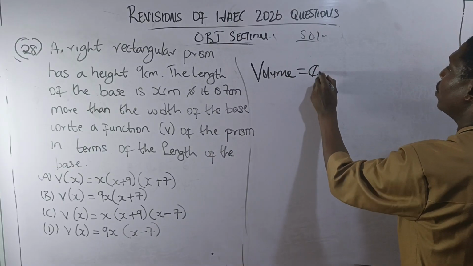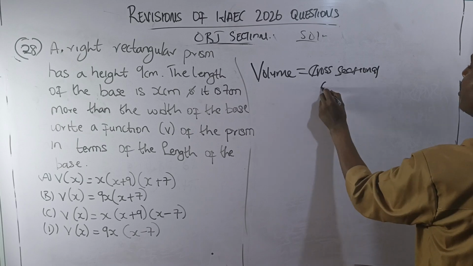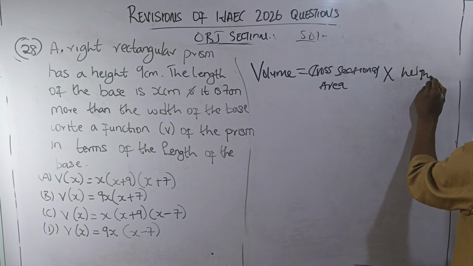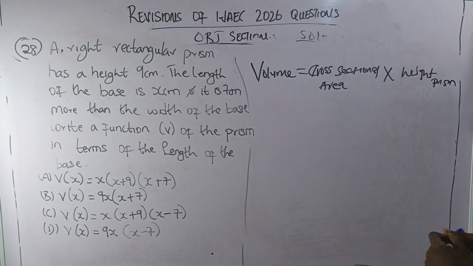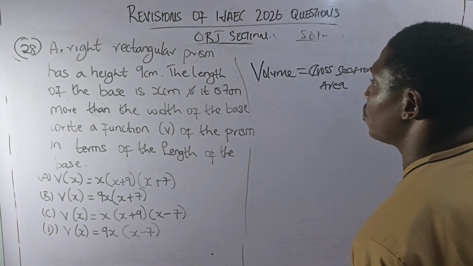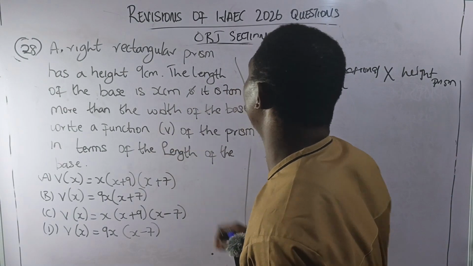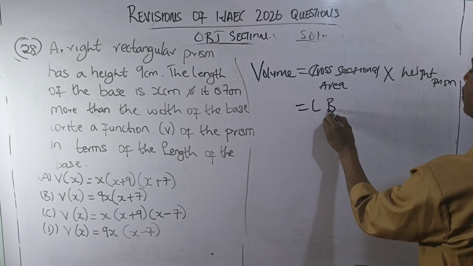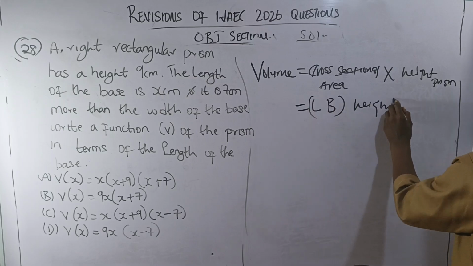equals cross-sectional area times what? Height. Where the height here is the height of the prism. Now the cross-sectional area is simply the length times the width given. So I can take it as L times B in brackets, times my height.